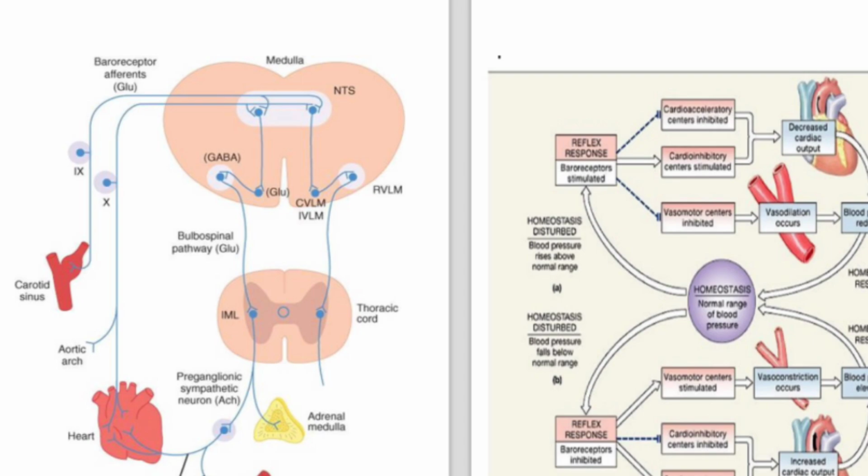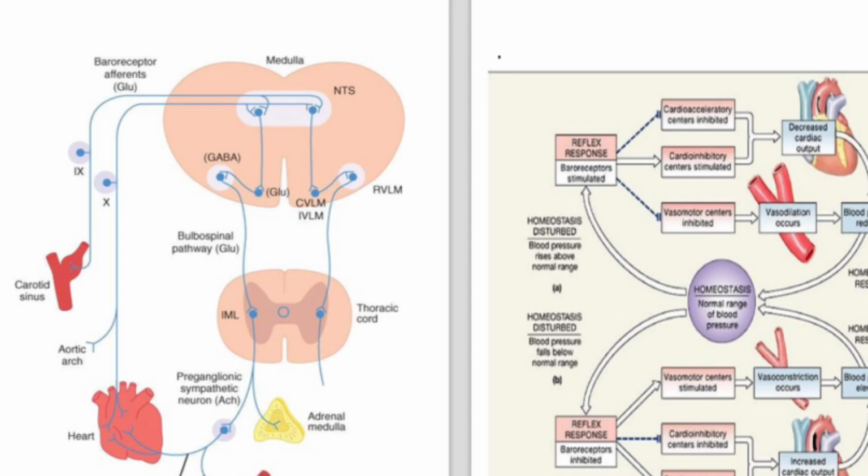Now, the CVLM neurons will release the inhibitory neurotransmitter gamma aminobutyric acid, that is GABA, into the RVLM to reduce its firing rate. So, when the blood pressure is increased, the baroreceptors will excite the NTS. NTS will in turn excite the CVLM, but CVLM will inhibit the RVLM and it will reduce the firing rate of this.